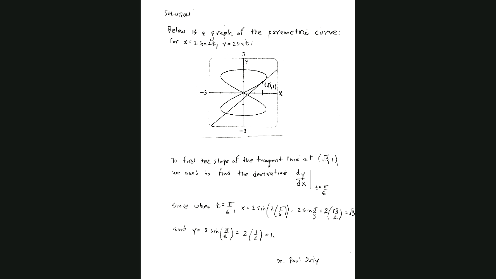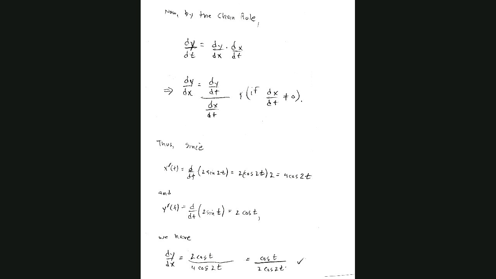And here's how we do it. By the chain rule, dy dt would be equal to dy dx times dx dt. And why is that? Why is this true? I just wrote this rule down. dy dt equals dy dx times dx dt. Why is that chain rule correct?